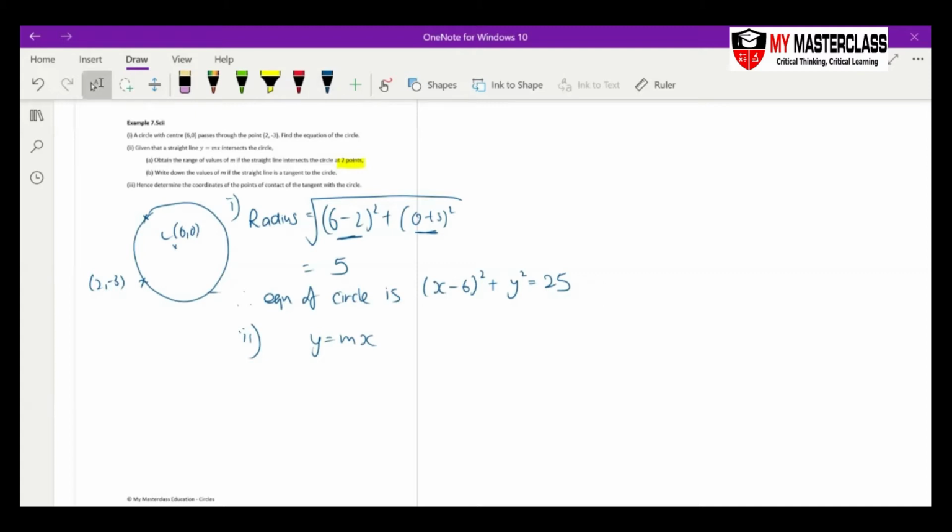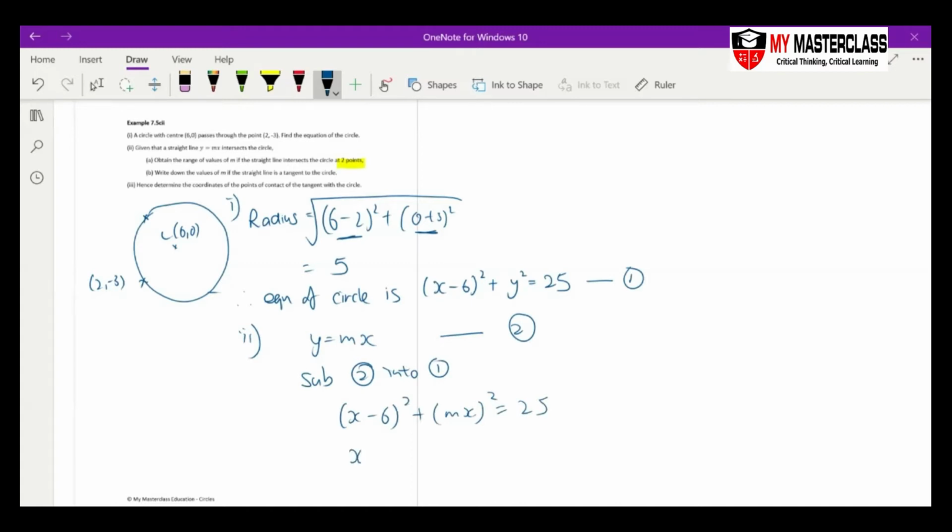Whenever you have y equals something, always sub in first. Do the simultaneous equation first. So I sub 2 into 1. You may not know what to do with the question. It's okay. But when you have too many unknowns, you got y, you got x, you got m, always replace the y first. Okay? I will have (x minus 6) squared plus (mx) squared equals to 25.